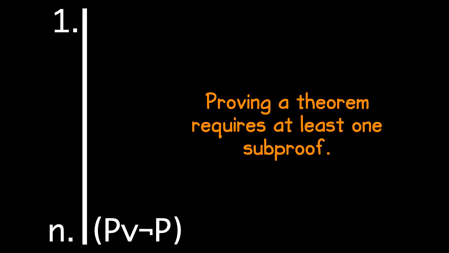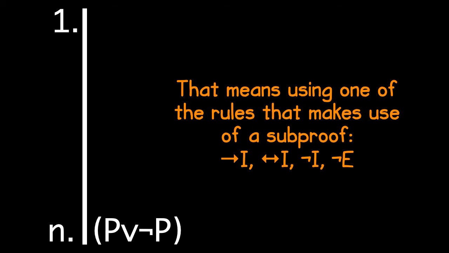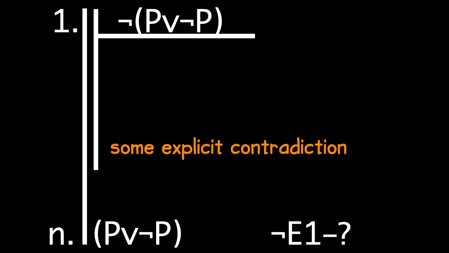There are different possible approaches, but proving a theorem requires at least one subproof. That means using one of the rules that makes use of a subproof. And we have 4 of those. Conditional introduction, biconditional introduction, negation introduction, and negation elimination. Let's try a strategy using negation elimination. That means assuming the negation of what we want to show and proving an explicit contradiction.